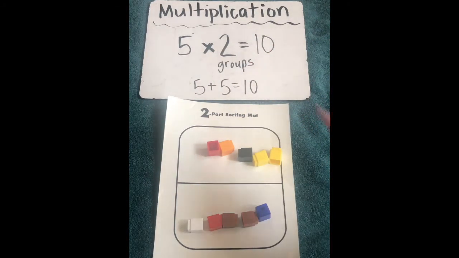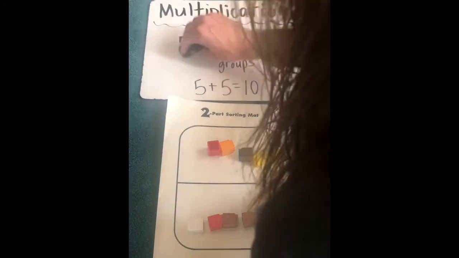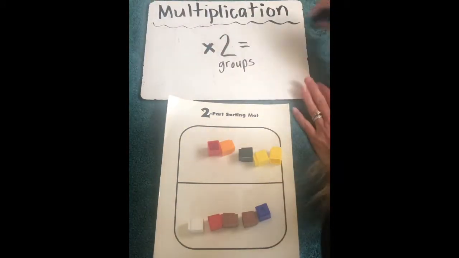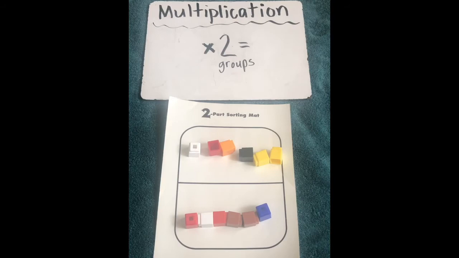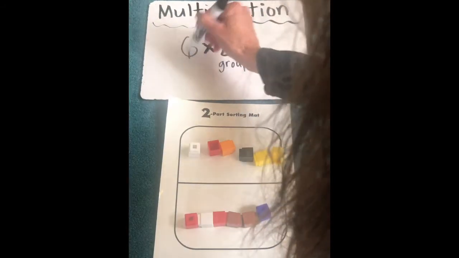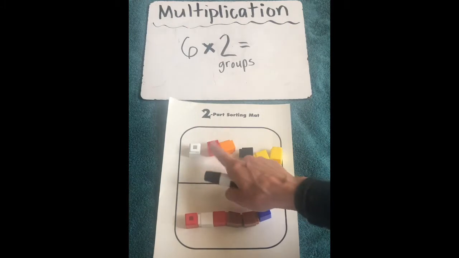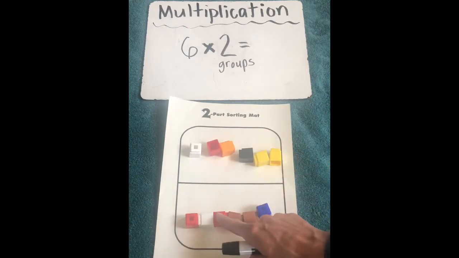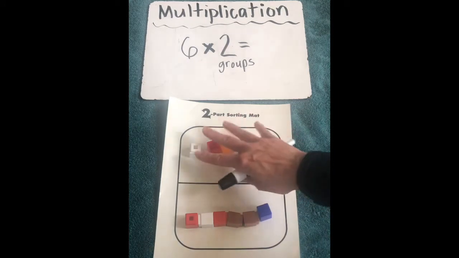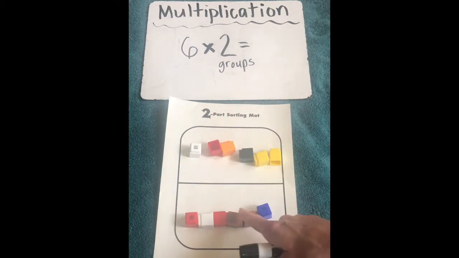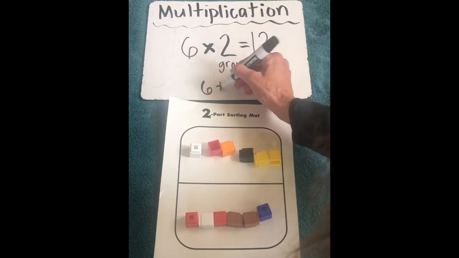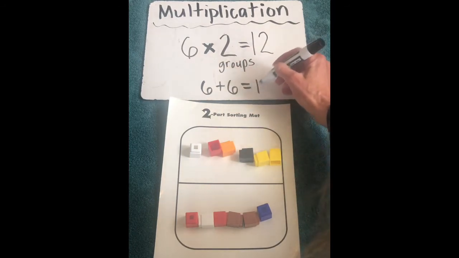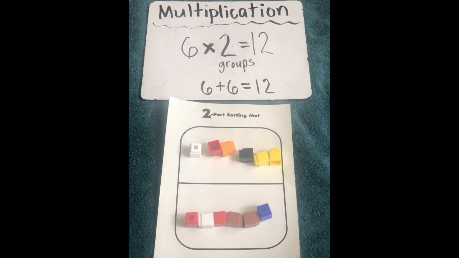So what would 6 times 2 be? Think about having our doubles facts. And 6 plus 6, or 6 times 2 groups. 1, 2, 3, 4, 5, 6. 1, 2, 3, 4, 5, 6. So we have 6, 7, 8, 9, 10, 11, 12. So 6 times 2 equals 12. And again, since we have 2 groups, we're adding 6 twice, and that becomes a doubles fact.